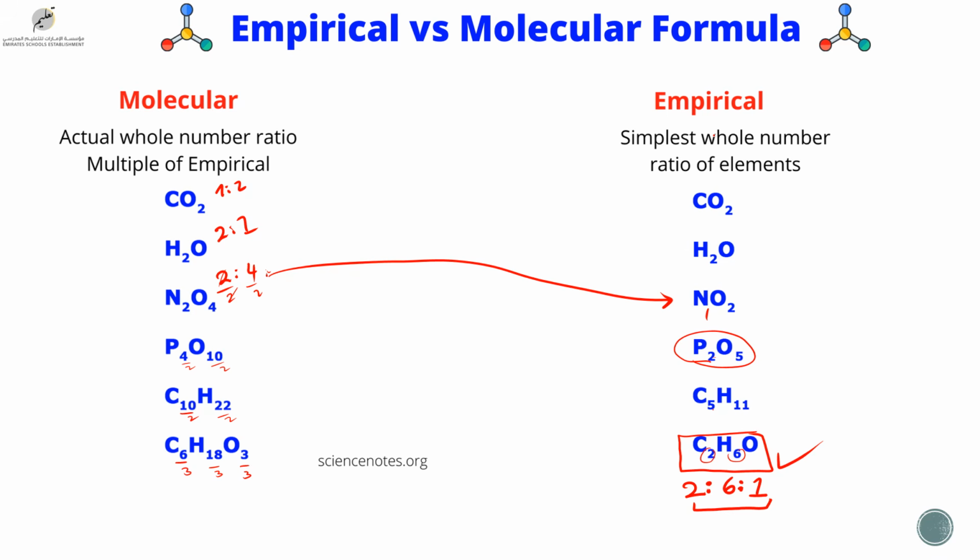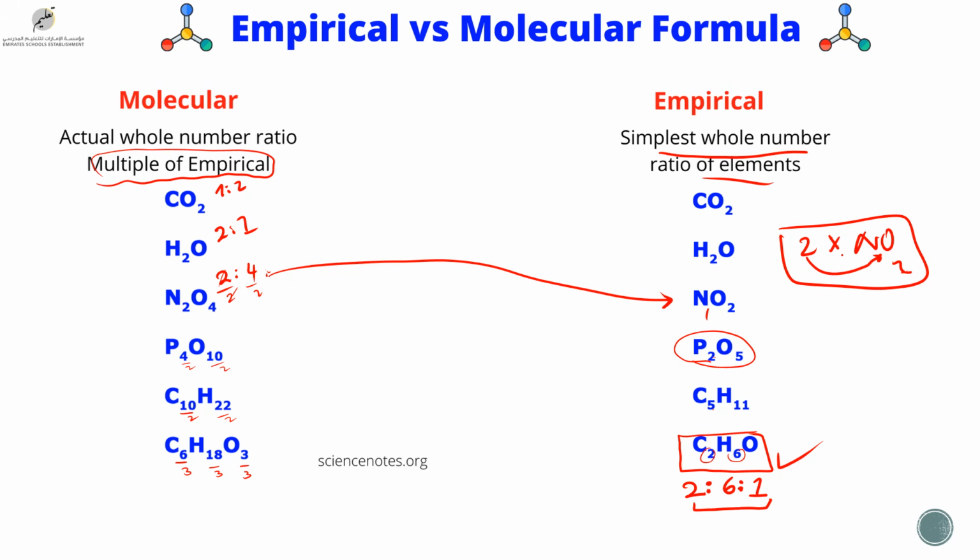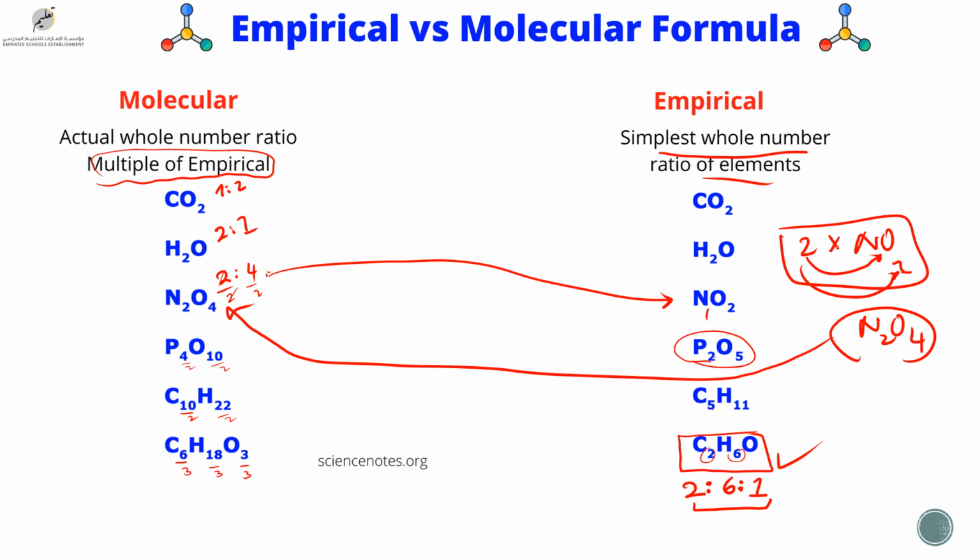This is the lowest or simplest whole number ratio. Okay? So if you know this, then you are good. You know the difference between empirical and molecular formula. So in other words, the molecular formula can be a multiple of the empirical. What does that mean? The NO2 here, this is empirical, right? If you multiply it by 2, multiply 2 here and here, it will give us N2O4. This is the molecular formula. Can you see? So it can be a multiple.